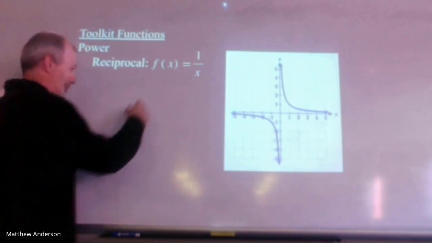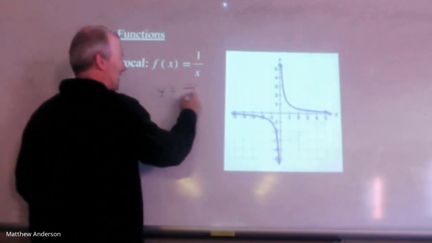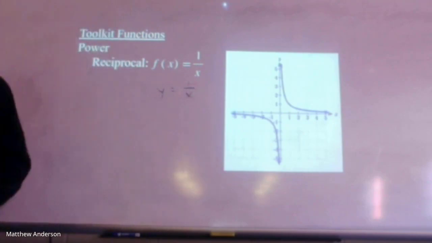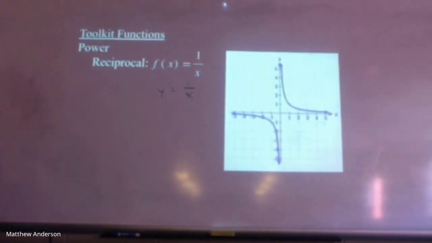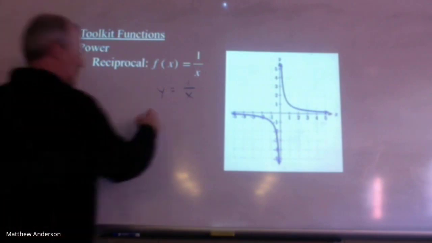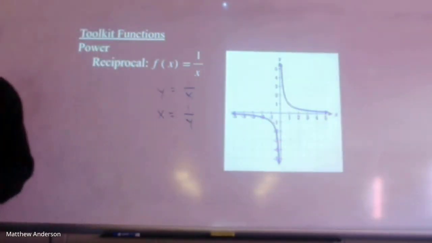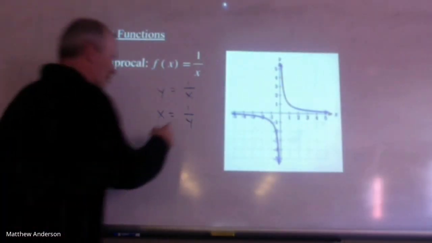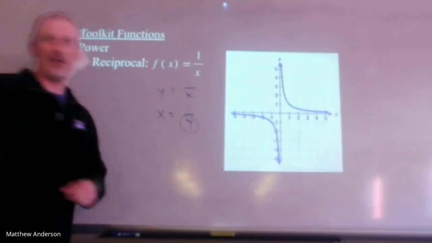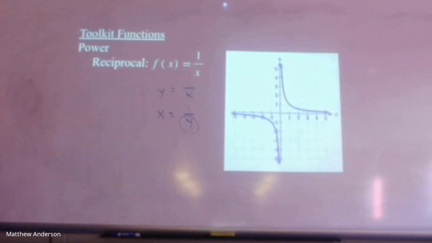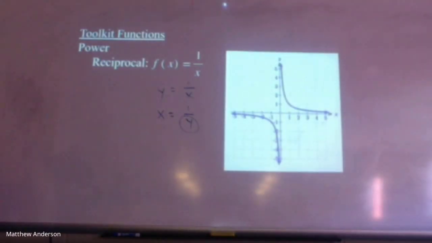Y equals. Correct. I was going to say, you guys all know this. We just did it a whole bunch of times. So y equals 1 over x. And then what? Interchange them. So x equals 1 over y. Now, we don't like the variable that we're trying to solve for to be in the denominator. Does anybody remember what we did when this happened to us before?